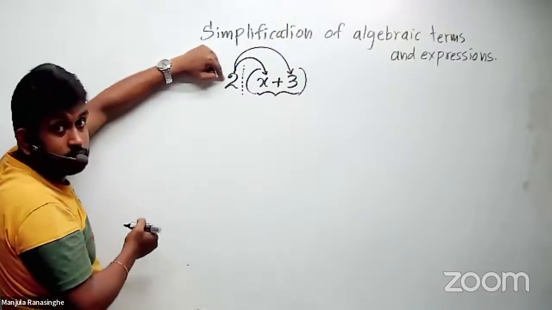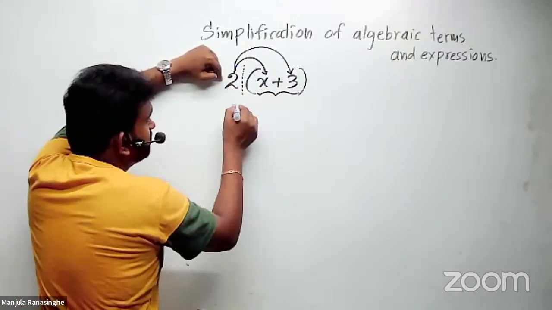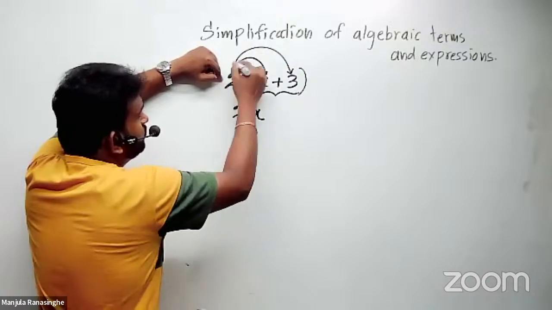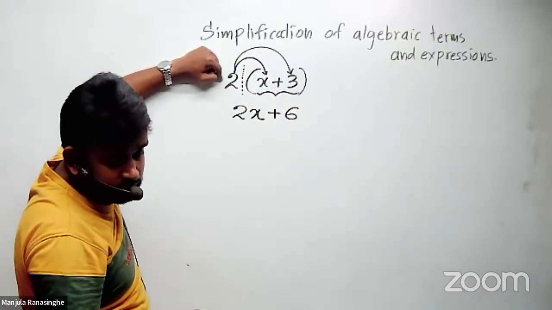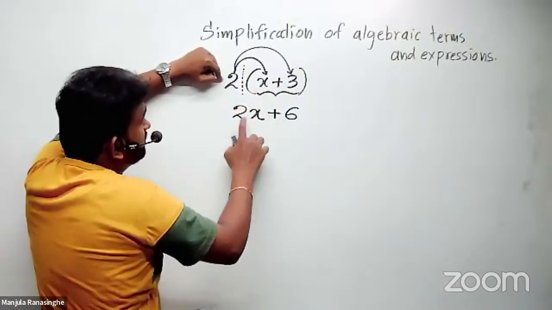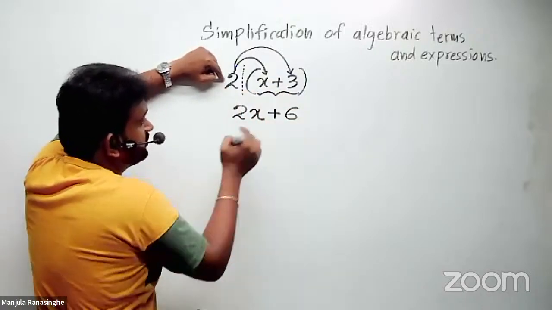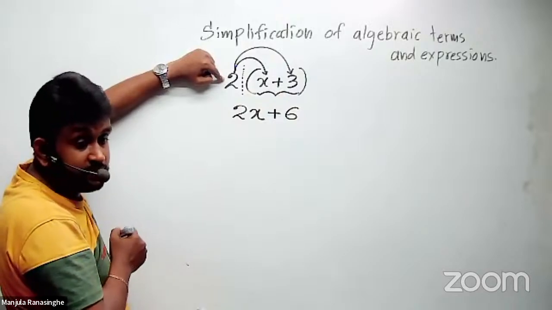Then you multiply 2 into x, 2x, 2 into 3, plus 6. So 2 into x, 2x, plus 2 into 3, 6. So that is the answer.